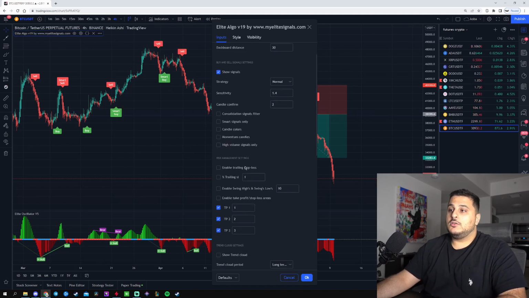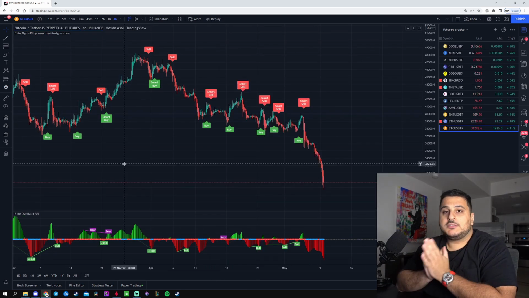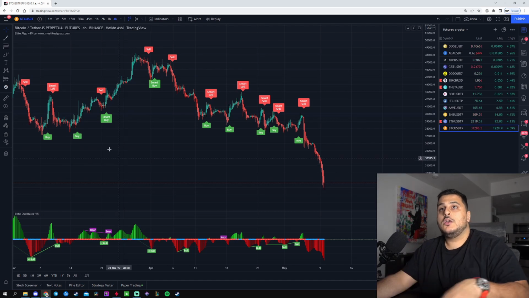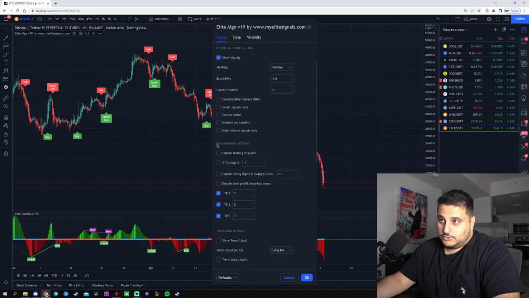And now we're gonna talk about the risk management settings in a second. All right, let's talk about the risk management settings that are super important for you to actually be successful with EliteAlgo. So if we go back up here to where the settings area is, then go down to the risk management settings. These are going to be your risk management settings.